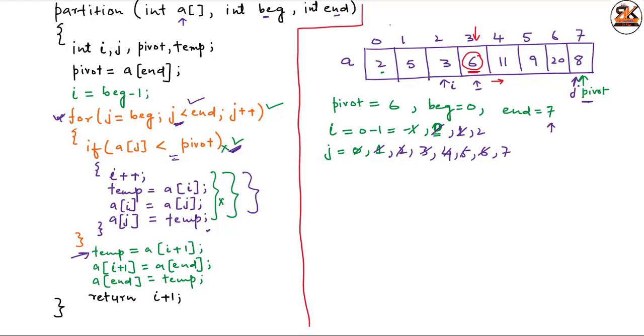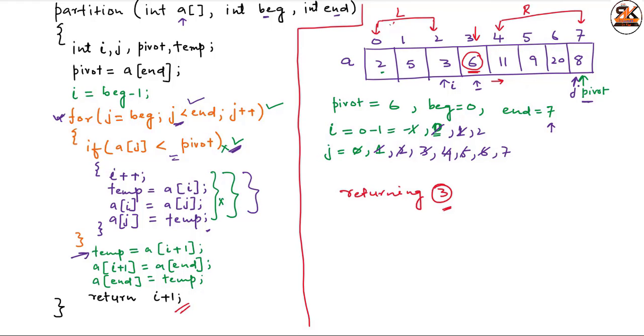Similarly, now we have two lists because we are returning the value i plus 1. I plus 1 means we are returning the value 3 in this case. So this partition function is returning the value 3. Now what we have is a left sublist that is indexed from 0 to 2. This is the left sublist, and this one is the right sublist.